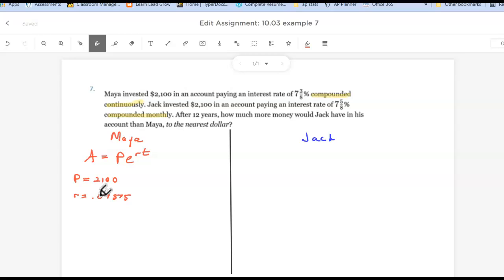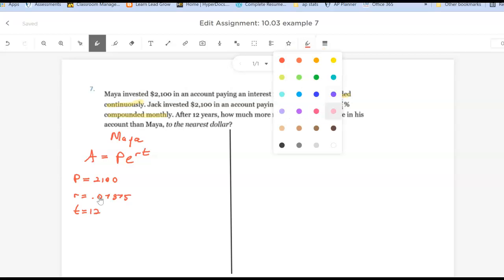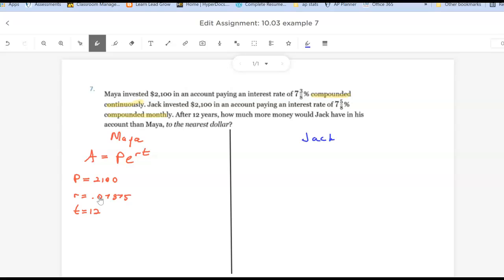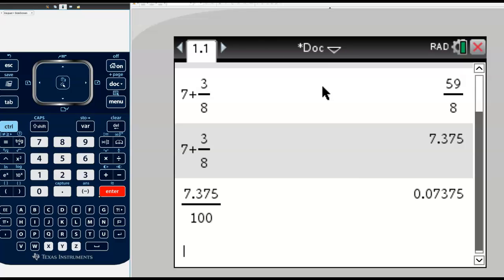She's also investing her money for 12 years. So we're going to substitute into the formula. A is equal to 2100 e. Since our money is growing, our interest rate is positive, so 0.07375, and t is just 12. And we're going to enter it right into our graphing calculator.